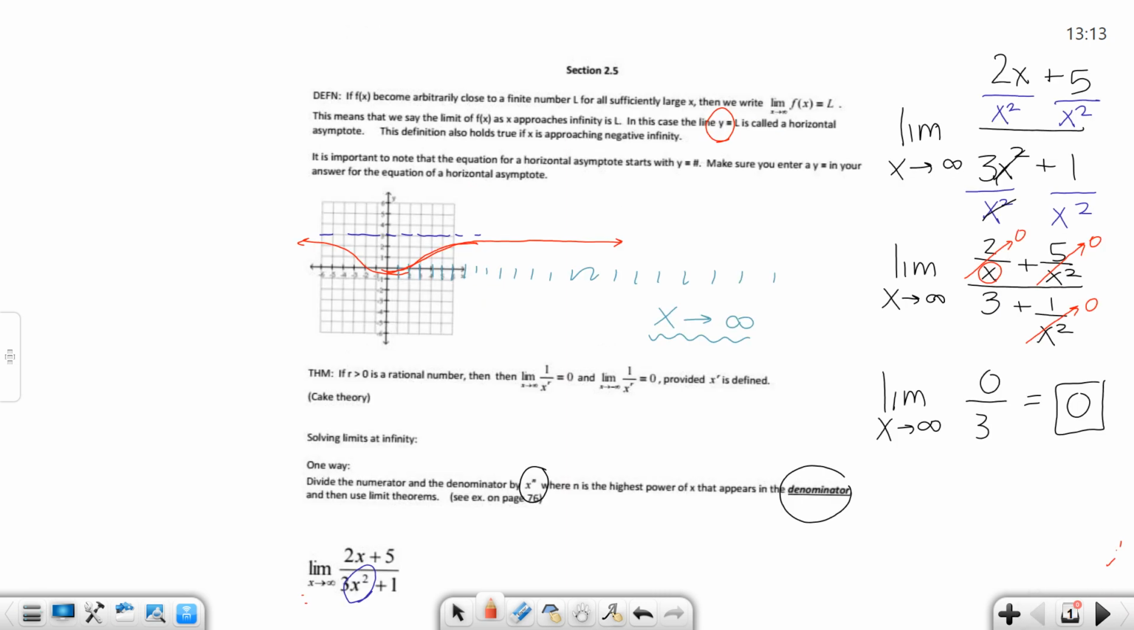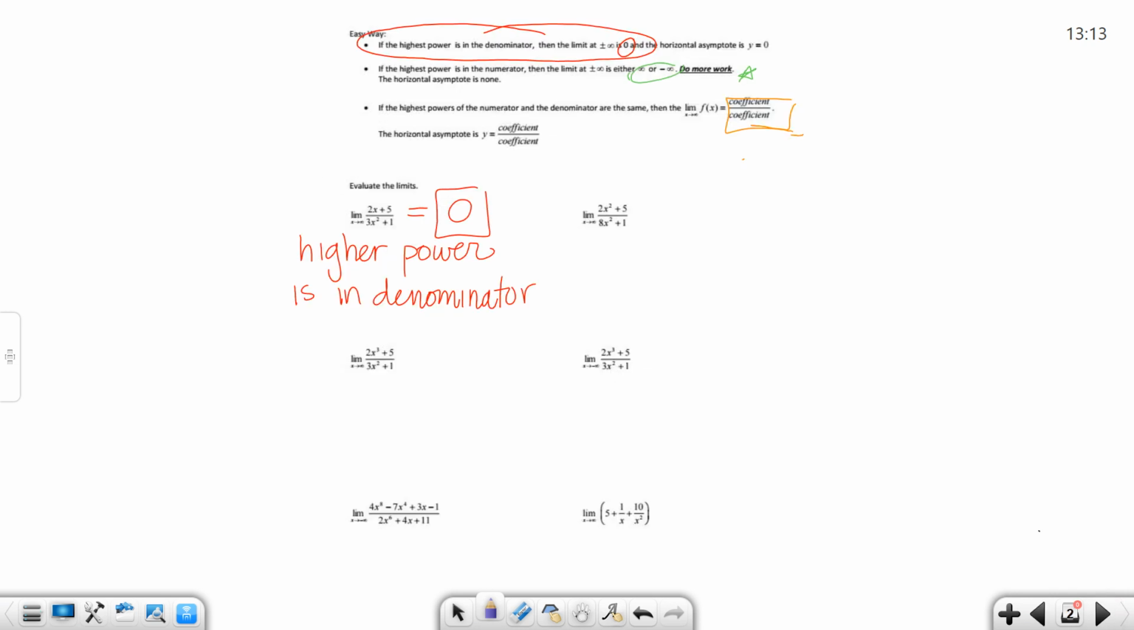Let me go back a slide. See this one that we worked earlier? Your highest power is in the bottom. If your highest power is in the bottom, your limit is 0. You don't have to go through this fancy proof here. It's just going to be 0. Okay, let's get the rest of these. They should be pretty quick.